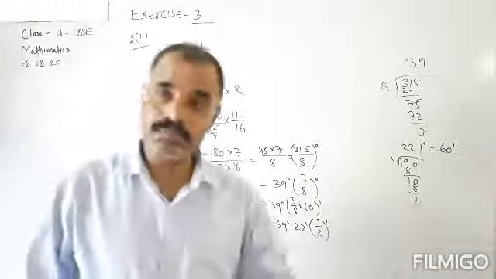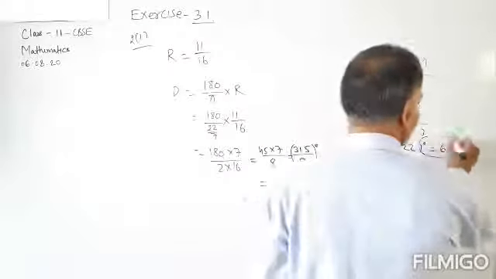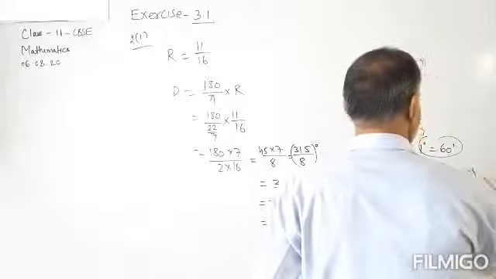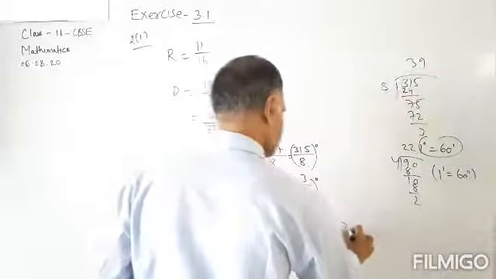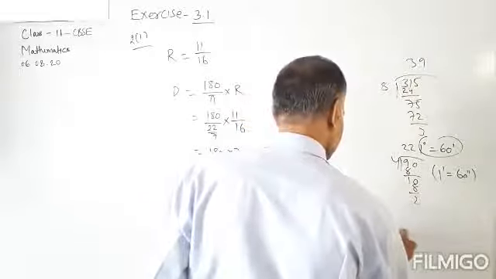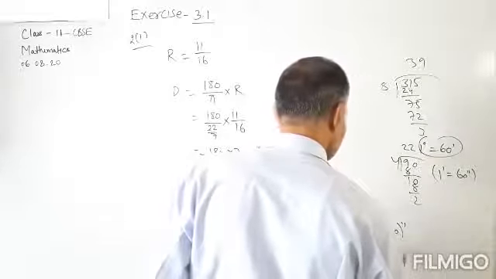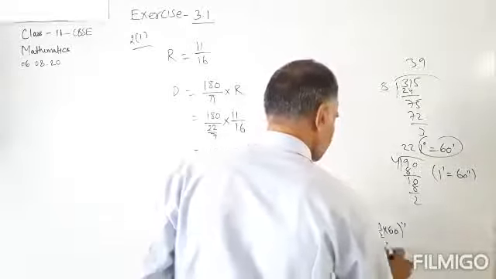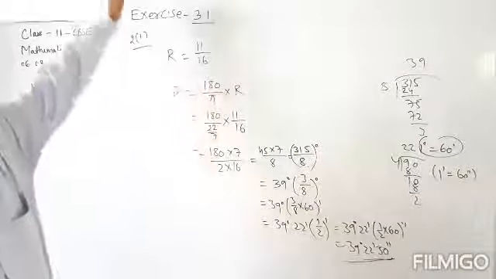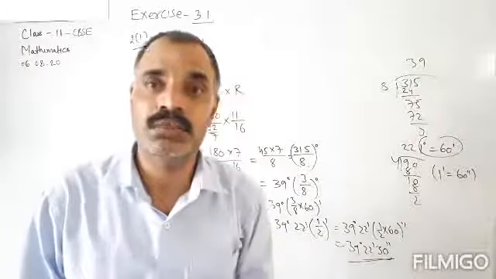Now this minute can also be further solved in seconds, using the relation 1 minute equals 60 seconds. So 39 degree 22 minutes, 1 by 2 into 60 seconds equals 39 degree 22 minutes and 30 seconds. So this is the final conversion of this radian measurement into degree measurement.